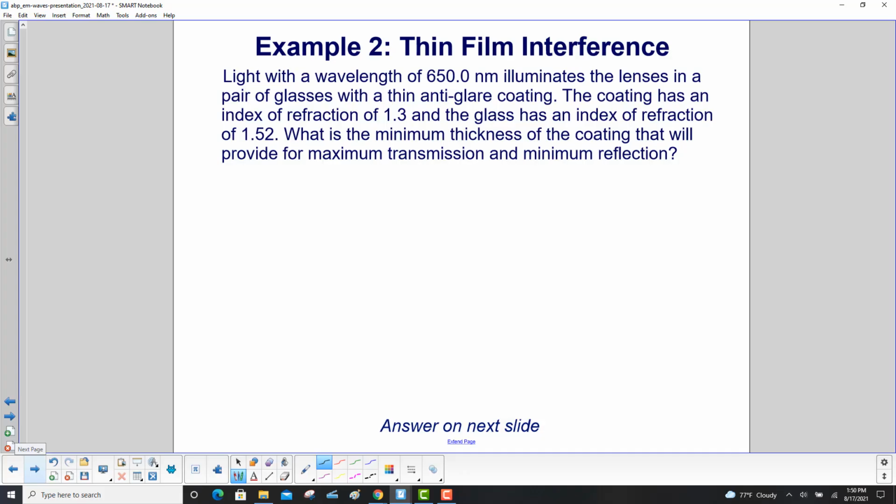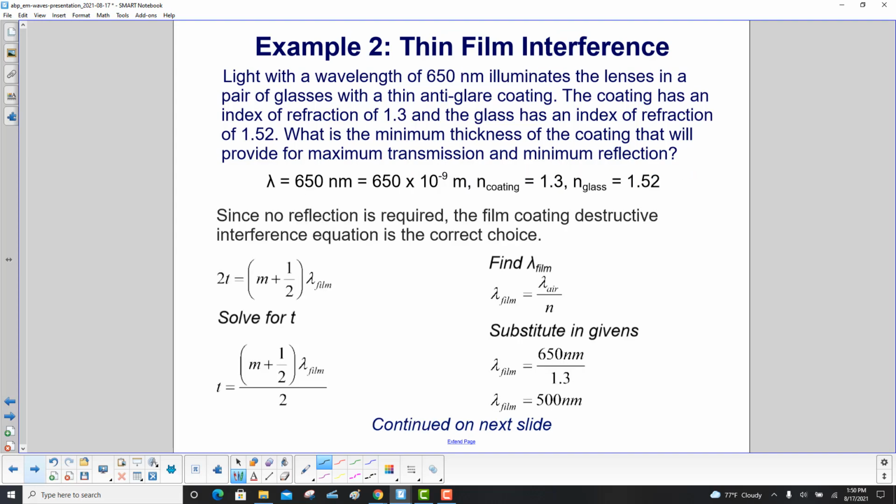Light with a wavelength of 650 nanometers illuminates the lenses in a pair of glasses with a thin anti-glare coating. The coating has an index of refraction of 1.3 and the glass has an index of refraction of 1.52. What is the minimum thickness of the coating that will provide for maximum transmission and minimum reflection? Which, if they're your glasses, that's what you're looking for. Since no reflection is required, the film coating destructive interference equation is the correct choice. That's 2t is n plus 1/2 times lambda film. So let's find lambda film first.